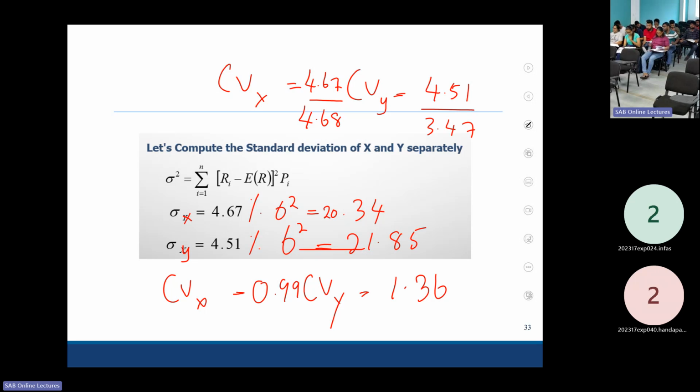Expected return X 4.68 and expected return Y 3.47 are different, so you cannot compare these two by taking the standard deviation, because of the two different expected returns. In order to make a comparison, you have to know the coefficient of variation. Coefficient of variation X is 0.99, Y is 1.36. Which one is risky? X or Y? What is the risky security?